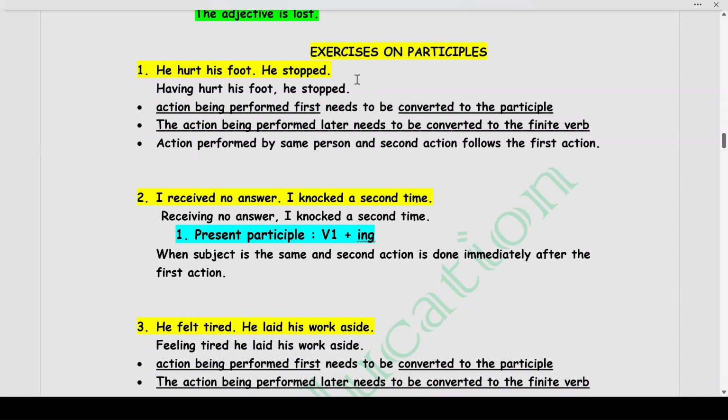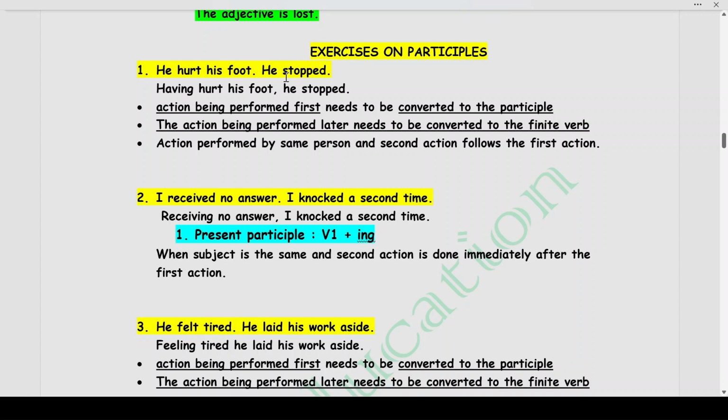Now, he hurt his foot, he stopped. Analyze the sentence. What happens? The second action is happening because of a result of the first action. So, hurt is the verb in the first sentence, which has to be changed to its participle form. So, having hurt his foot. There is no word as hurting his foot, he stopped. So, this will be changed to having hurt his foot, he stopped.